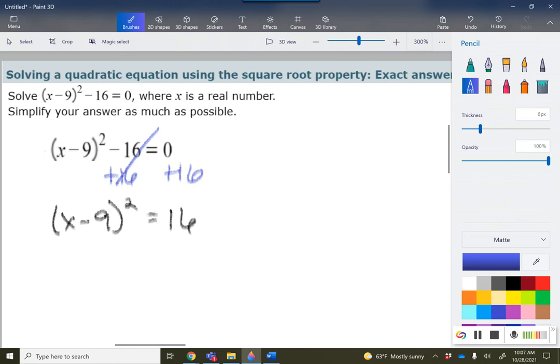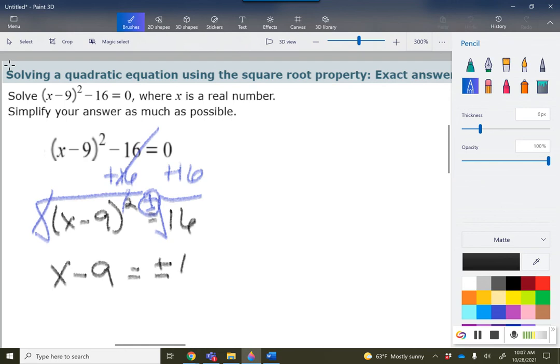Now the opposite of a square is a square root. So if I take a square root, those will go away. And what I do to one side, I have to do to the other. Now the trick with the square root, you have to remember it always comes with a plus or minus. When you make a square root appear, you have to put that plus or minus. So it's going to leave us with x minus 9 equals plus or minus the square root of 16. You can check in your calculator, that should be 4.